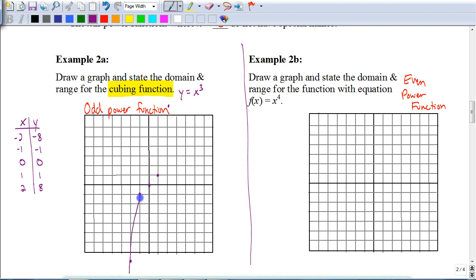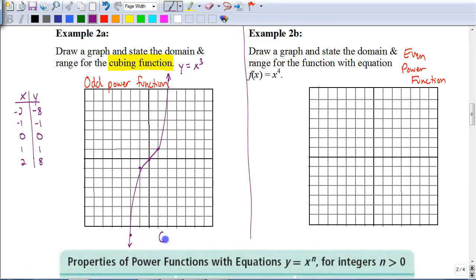So here's your graph. Odd power functions are always going to be in these two quadrants, quadrants 1 and 3. So again, all odd power functions are going to be in quadrants 1 and 3. And all odd power functions have these 3 points in common: 0, 0, 1, 1, and -1, -1.